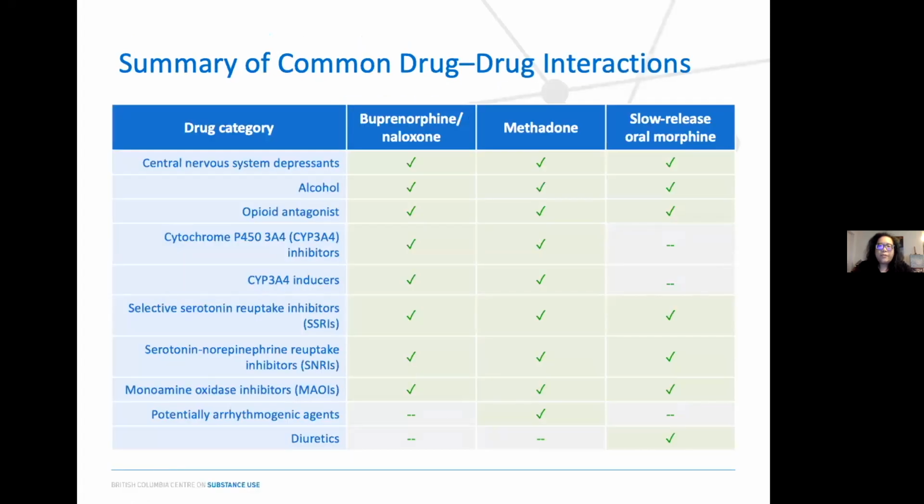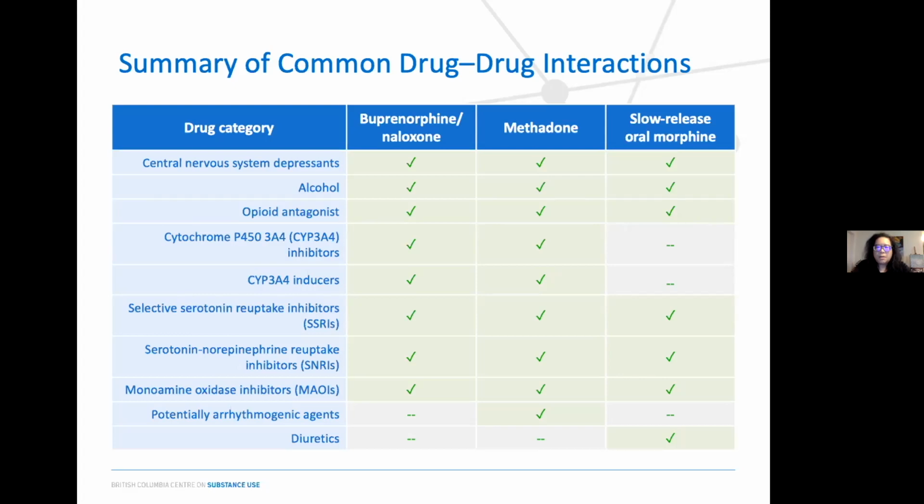So really briefly, I like this chart. Sometimes it's just good to have a chart around to understand drug interactions overall in terms of a category. It includes examples of drugs where there's a drug-drug interaction present. For example, if you use CNS depressants and opioid agonist therapies together, of course, it will potentially increase the risk of respiratory depression, sedation, coma, etc.